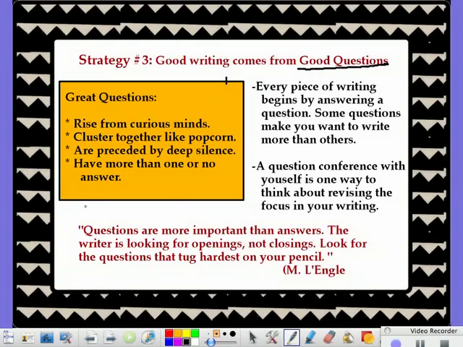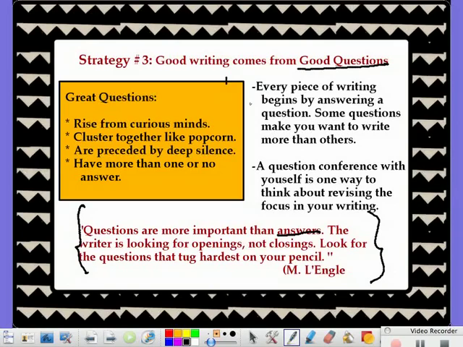If you look at the quote from Madeleine L'Engle, she's the author who wrote A Wrinkle in Time, The Wind in the Door, An Acceptable Time. She says questions are more important than answers. The writer is looking for openings, not closings. Look for the questions that tug hardest on your pencil. And she's right. If all we wanted was answers in nonfiction, I could go to an encyclopedia, or I could type it in and search on Google. But in writing nonfiction text, the point is not just for you to give an answer. The point is for you to give your answer.